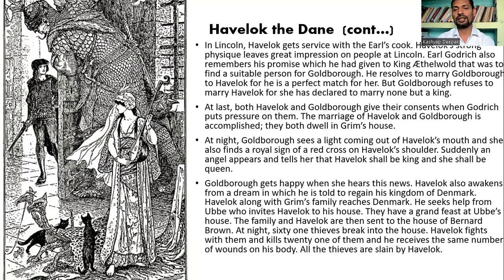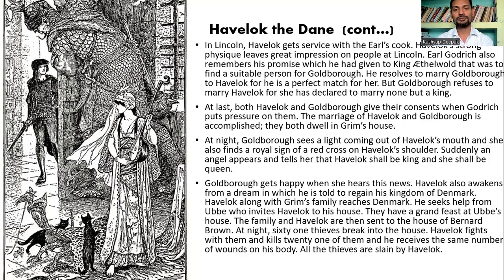Havelok, along with the Grim family, reaches Denmark. He seeks help from Ubbe, who invites Havelok to his house. They have a grand feast at Ubbe's house. The family and Havelok are then sent to the house of Bernard. At night, 61 thieves break into the house.